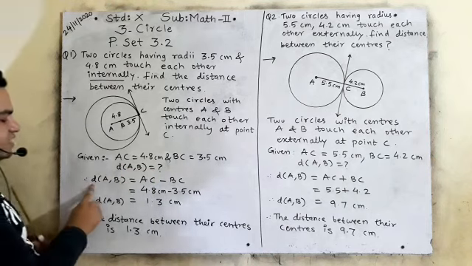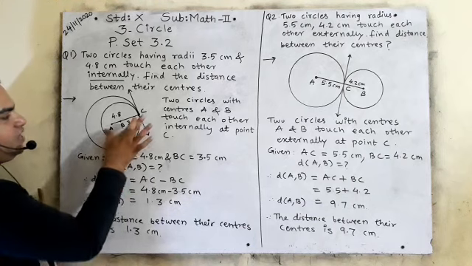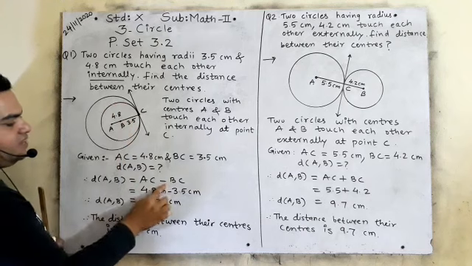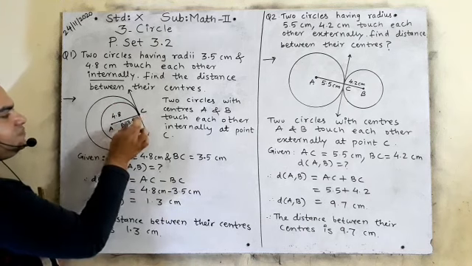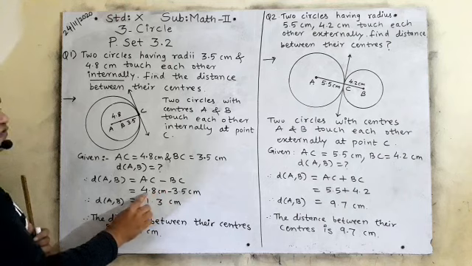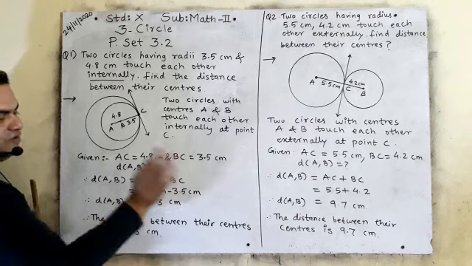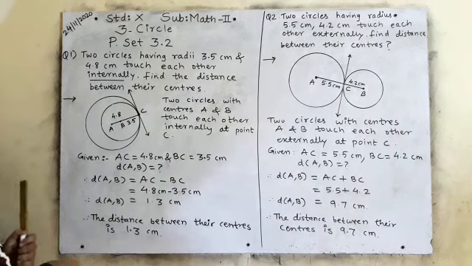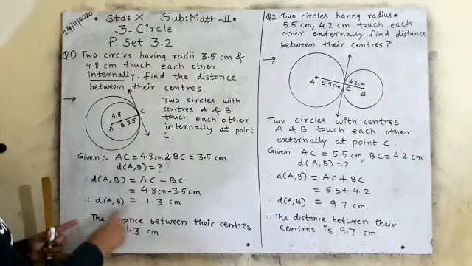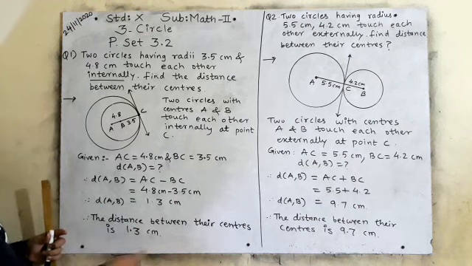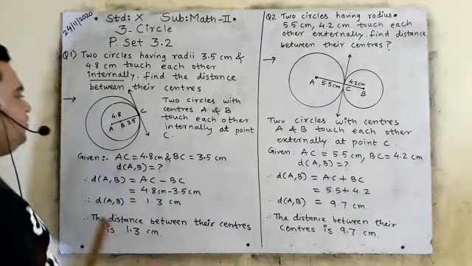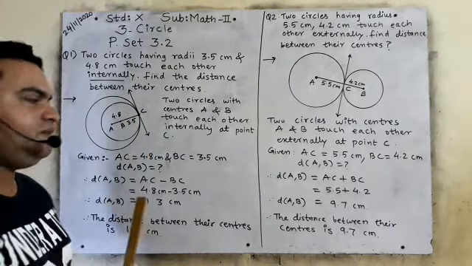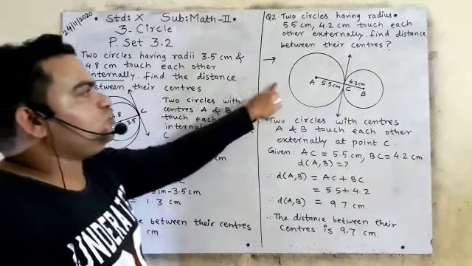Therefore, distance between A and B is equal to AC, the bigger radius, minus BC. AC minus BC means bigger radius minus smaller radius. So 4.8 centimeter minus 3.5 centimeter, the answer will be 1.3 centimeter. Is it clear? I will write at the end: the distance between their centers is 1.3 centimeter. Easy. When it is internal, you have to do subtraction of their radii.